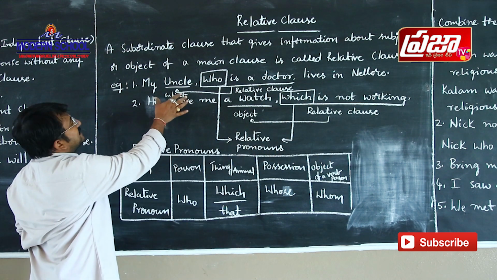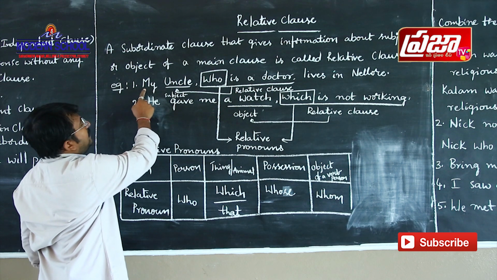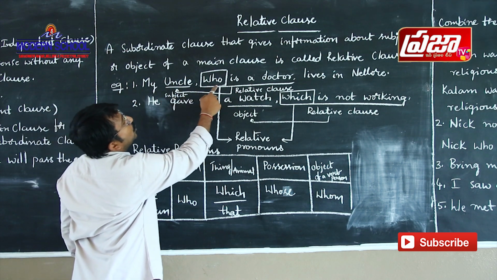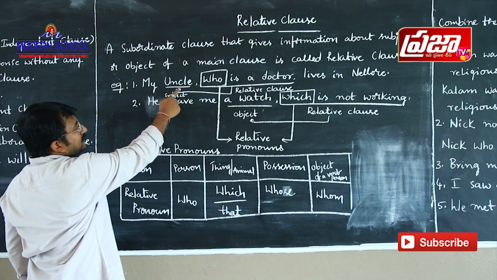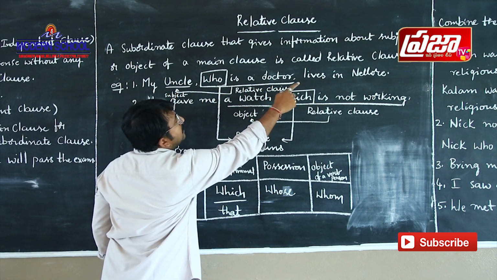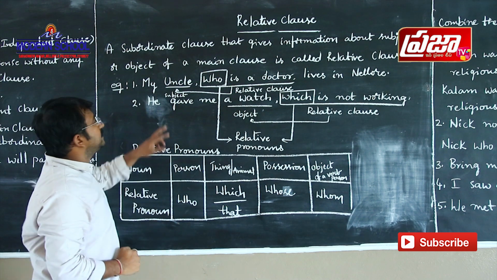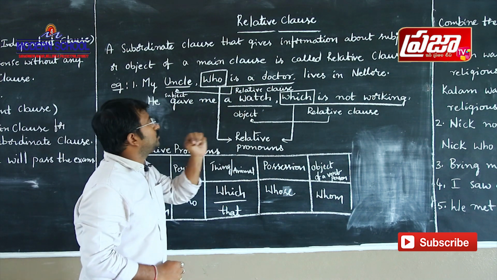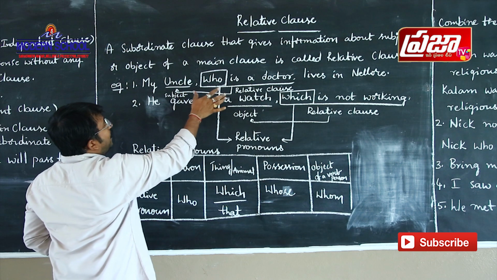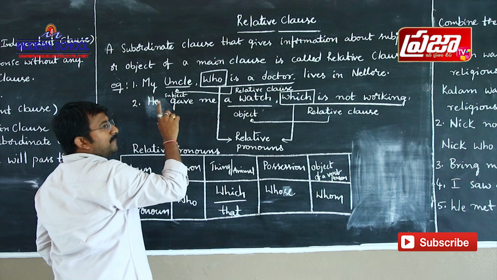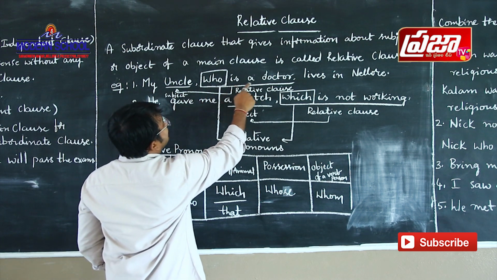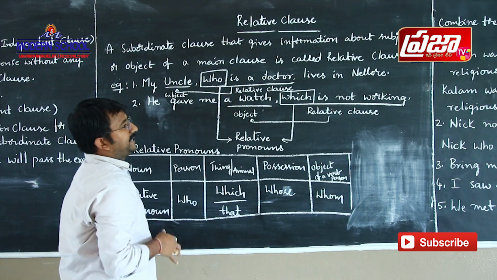So let us take this example. First example: "My uncle, who is a doctor, lives in Nellore." In this sentence, there are two clauses. One is "my uncle lives in Nellore," which is the main clause. "Who is a doctor" is the subordinate clause.